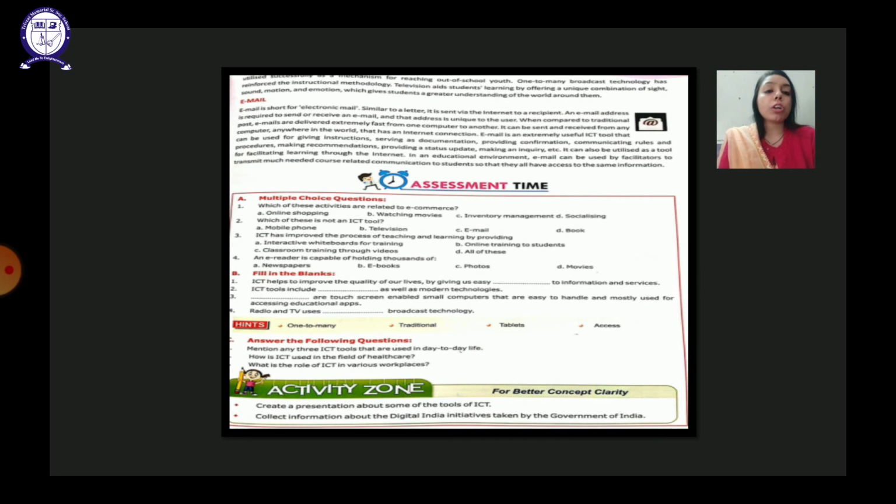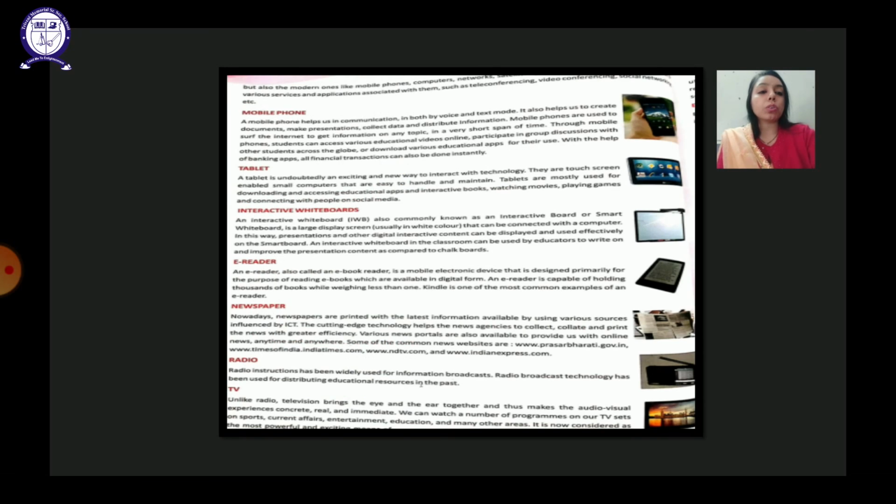Next is, what is the role of ICT in the various workplaces? So we have discussed that it is used in the mining industry for prospecting, and the various other uses which are mentioned in the book, just write those uses. You can write this answer in your own words also.